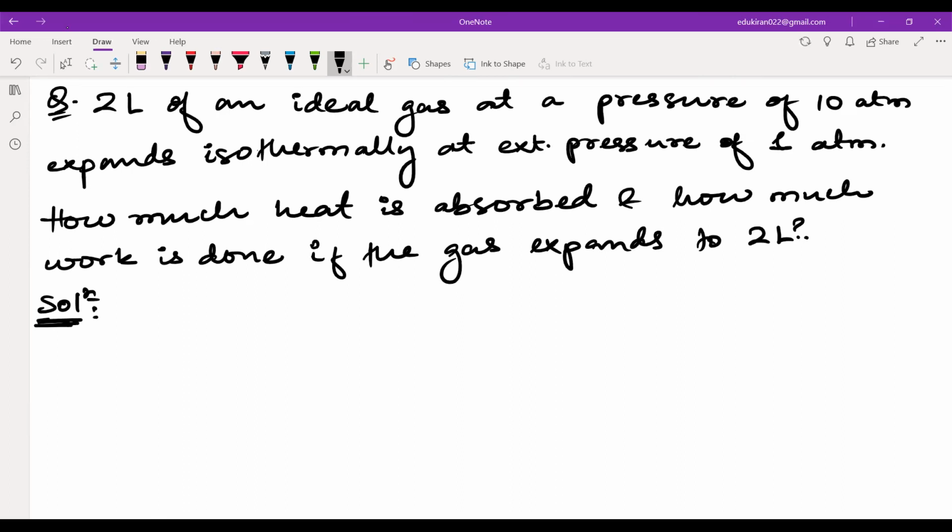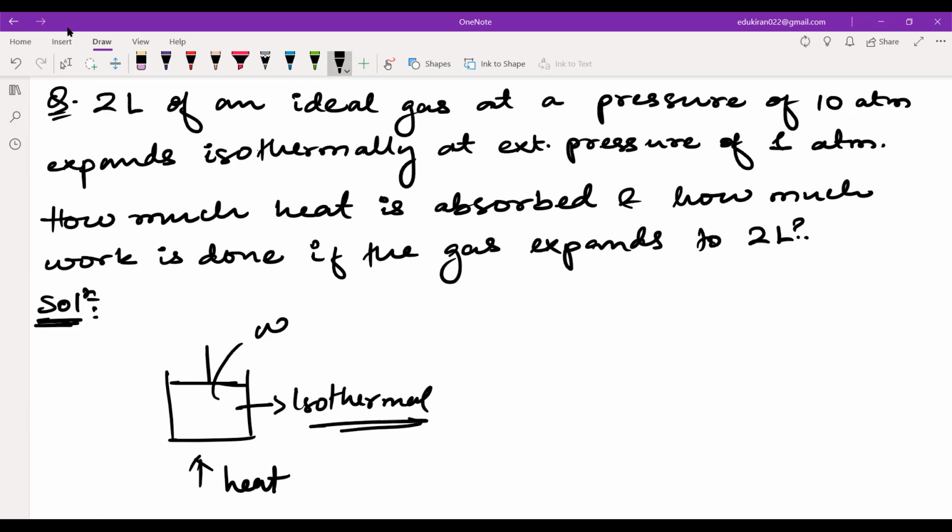So you have to see what steps you are going to take. First of all, what is happening in this particular system? There is 2 liter of ideal gas at a pressure of 10 atm expanding isothermally at external pressure of 1 atm. How much heat is absorbed? So obviously we are heating the system, and it is the case of isothermal process, right? So the piston is going to move up, and that means there will be some work done. And it is isothermal.